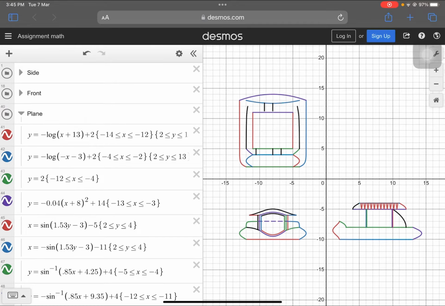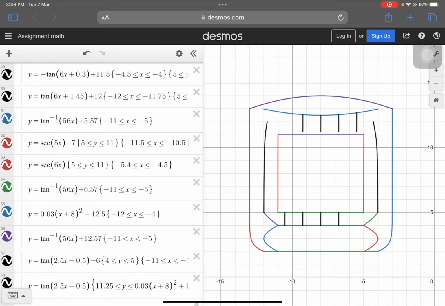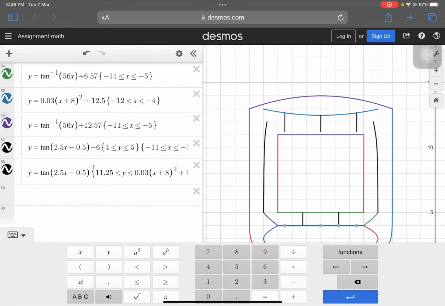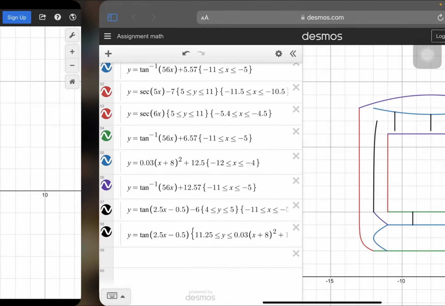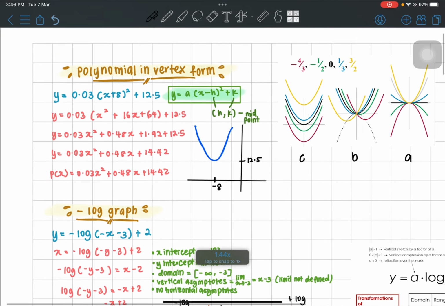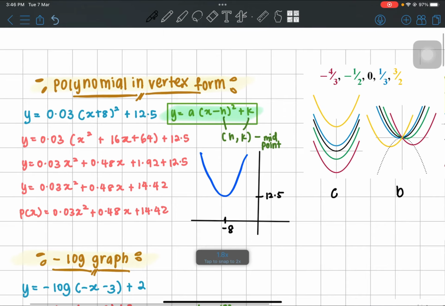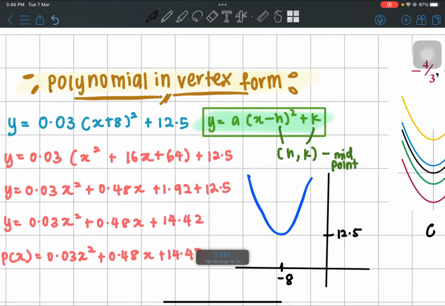Here is our overview of the product, which is an inflatable boat. Next, I'm going to explain from the plane view, which is this. I'll take the equation from this, which is the negative log 1, and the polynomial in vertex form, which is this. So I'm going to show you the calculation. Here is the equation. We know that -8 and 12.5 represent the midpoint. So here's the overview and the solution.